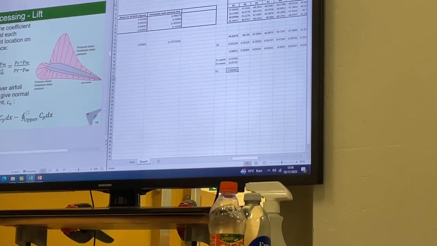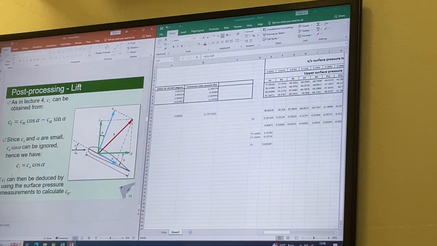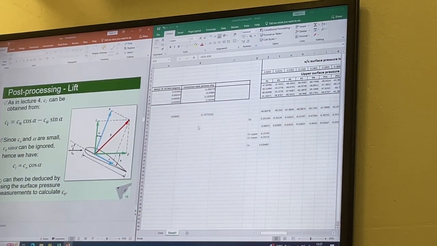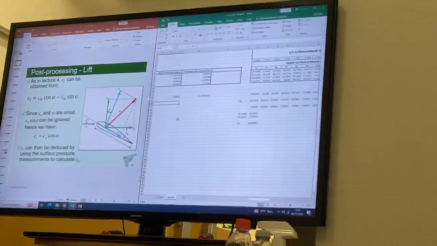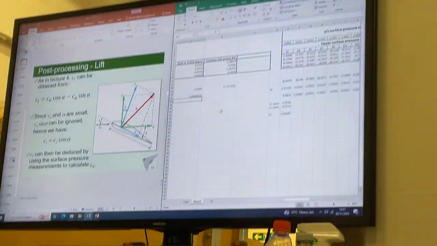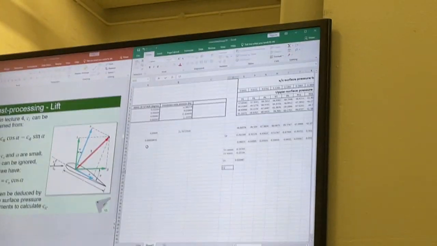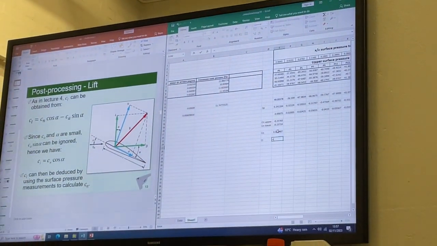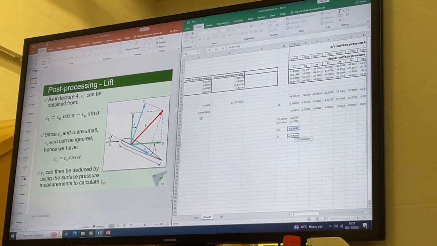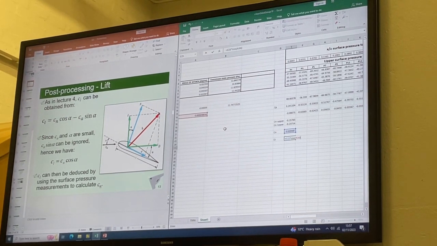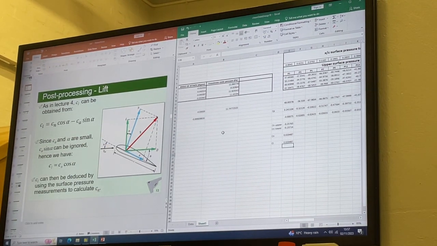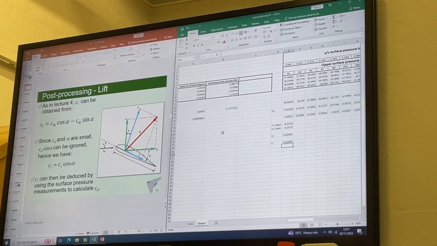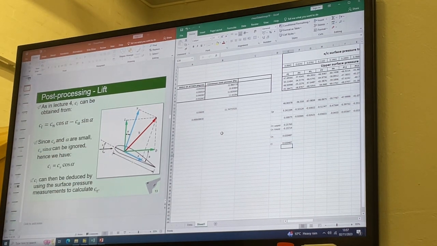Okay, and now from CN you can get CL by CN cos alpha. Here your angle is in degrees, so you need to first convert it to radians. The way you do that in Excel is the radians function to get the angle in radians, and then CL would be CN multiplied by cos of this, and it is exactly the same because your angle is approximately zero. So your cos alpha should be around 1, which means your CN and CL will be approximately the same.